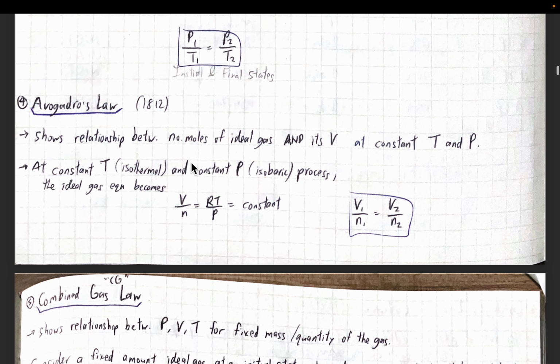For Avogadro's law, it's basically the molar volume, no? V over n. So V sub 1 over n sub 1 equals V sub 2 over n sub 2.